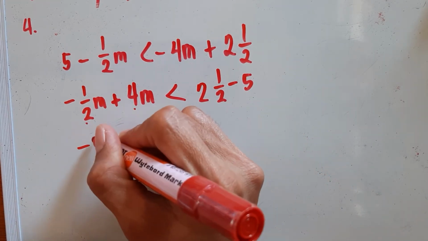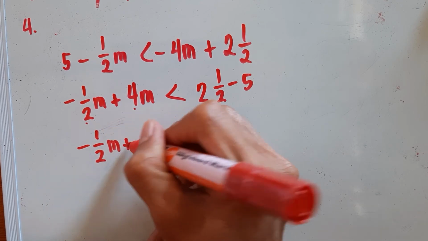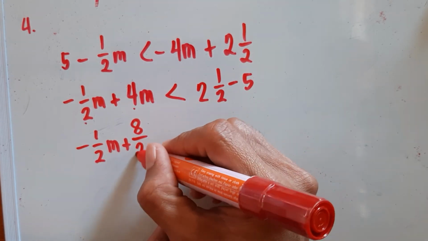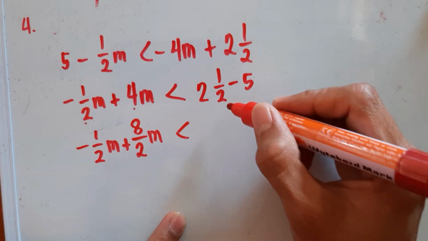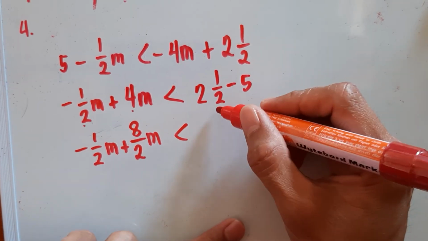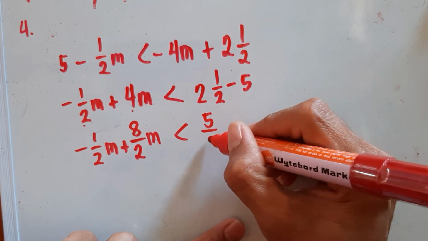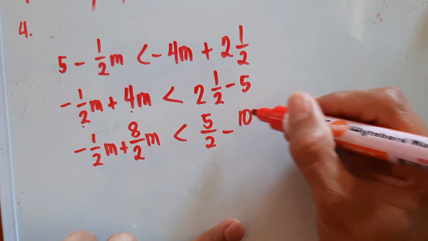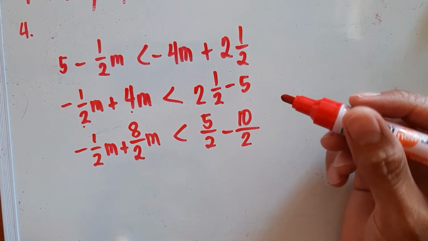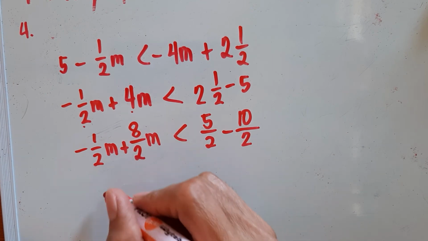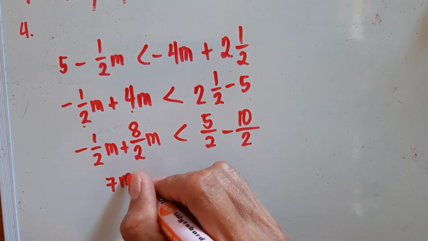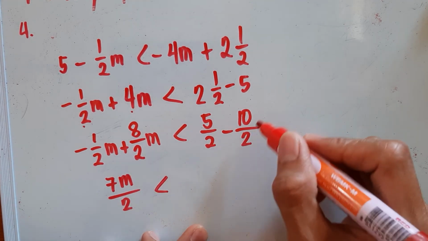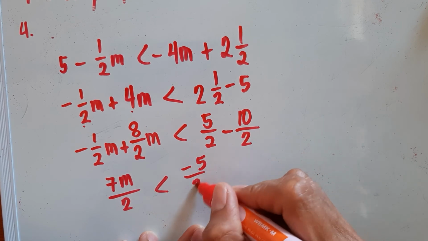Let's say negative 1/2 m plus, I'll make it 8 over 2, so that the common denominator is 2, is less than. Here I'm going to make it an improper fraction: 2 times 2 plus 1 is 5 over 2, minus, I'm going to make 5 a denominator of 2, that's going to be 10 divided by 2. Having that, we have negative 1 plus 8 is 7m over 2 is less than 5 minus 10, which is negative 5 over 2.